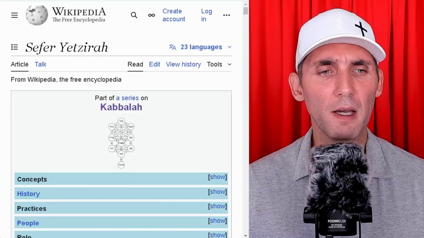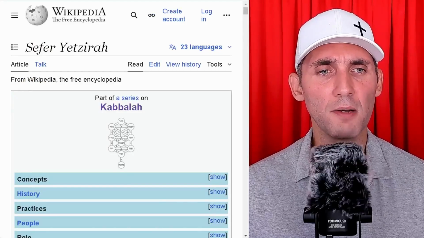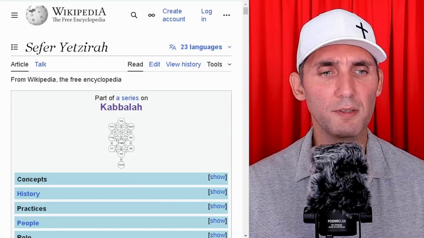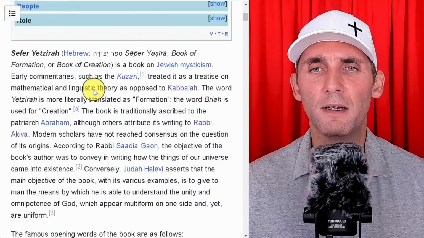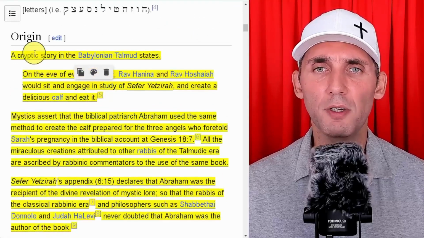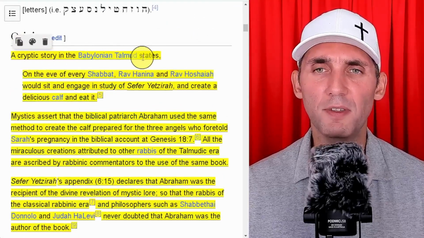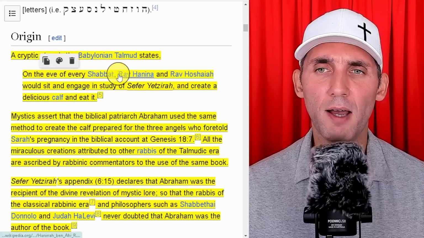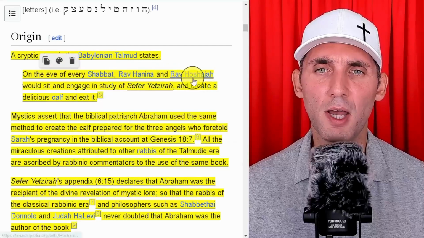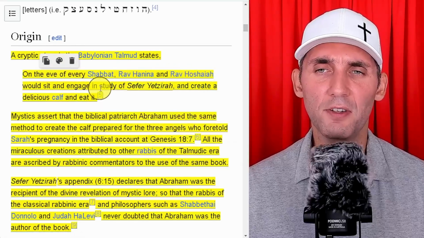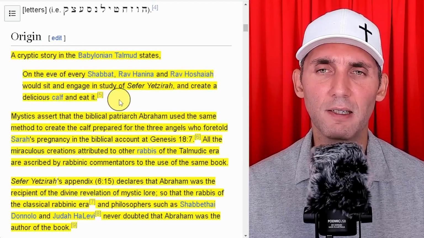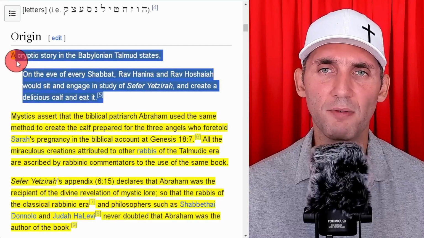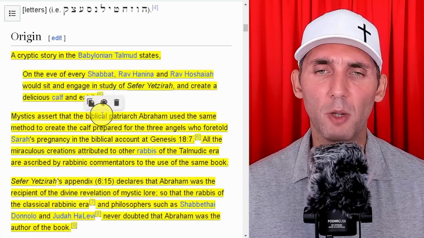This is from what? What is this from? This is from Wikipedia. This is Sefer Yetzirah. Oh, here's another good one. Origin. A cryptic story of the Babylonian Talmud states, on the eve of every Shabbat, Rav Hanina and Rav Hoshaya would sit and engage in the study of Sefer Yetzirah and create a delicious calf and eat it. This is very much part of the Kabbalah, the Sefer Yetzirah. We're going to read a little bit more about it.